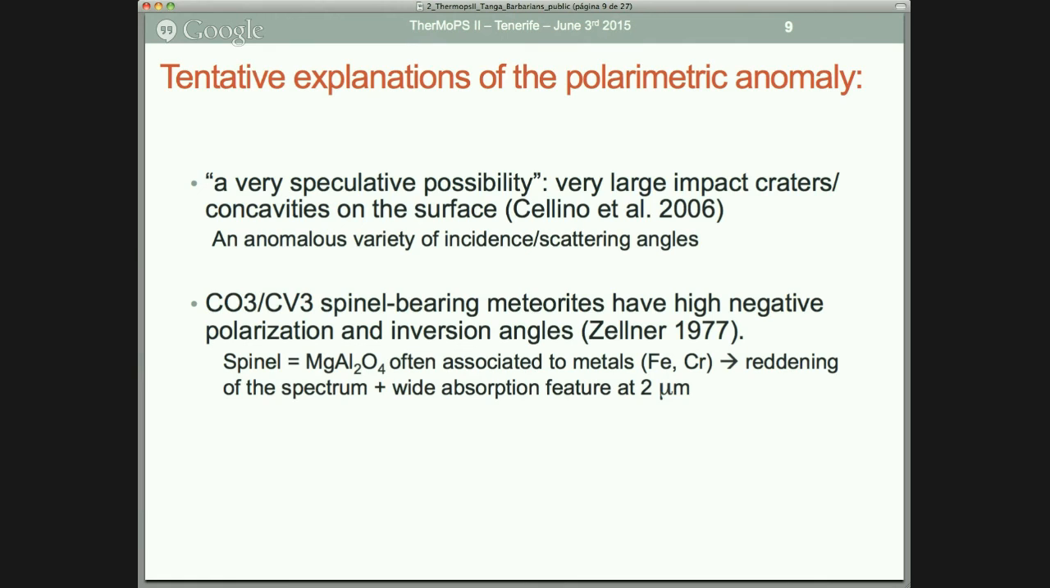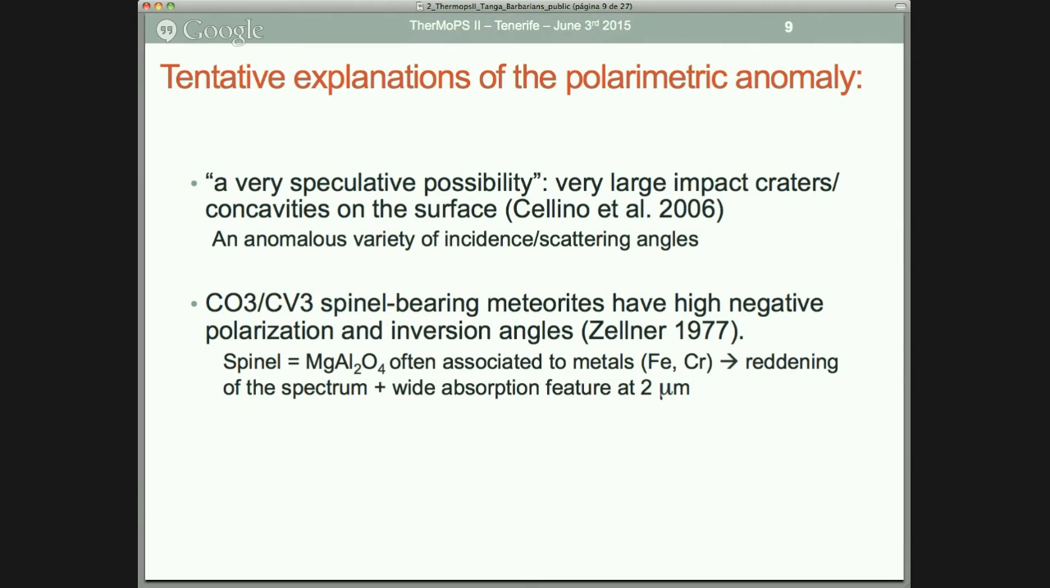Then the other possibility, which is certainly operating, given the similarity in composition of all these objects, is that shape probably is not the single possibility, and you should always take into account composition. The idea, based on laboratory measurements by Zellner in 1977, is that some mineralogical components produce a high negative polarization, high inversion angles, and you can find them in a spinel, which is embedded in calcium aluminum rich inclusions present in CO3 and CV3 meteorites.